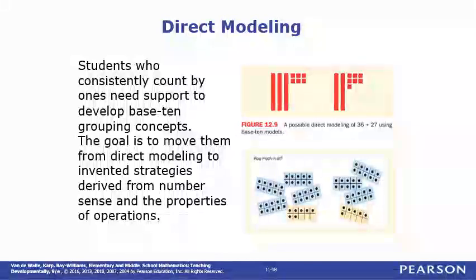The goal is to move them from direct modeling to invented strategies derived from number sense and the properties of operations. So that's where I want them to move, but this is still a good place to start, right? So if you gave your students a problem like 36 plus 27, well, then they can model 36 first, and then they model 27, and then they can consider all of that together. Now, here are a few tips to promote the fading of direct modeling. You can ask students who have just solved a problem with models if they can do it mentally. You can also ask them to put into writing how they solved with a model and ask them to replicate the method on a new problem. And so just helping them transition out of direct modeling into the next phase.